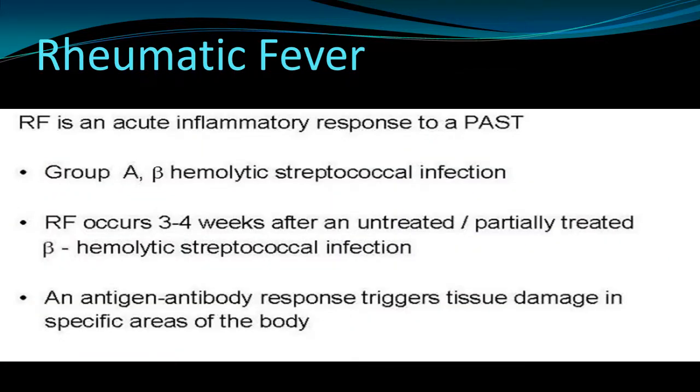Rheumatic fever is an acute inflammatory response to a past group A beta hemolytic streptococcal infection. Rheumatic fever occurs 3 to 4 weeks after an untreated, partially treated beta hemolytic streptococcal infection. An antigen antibody response triggers tissue damage in specific areas of the body.